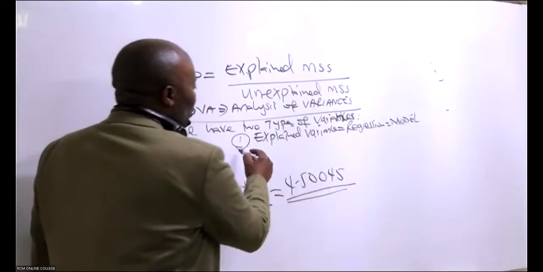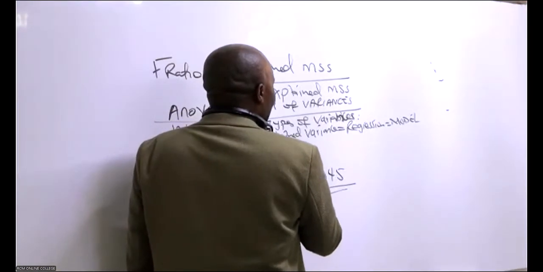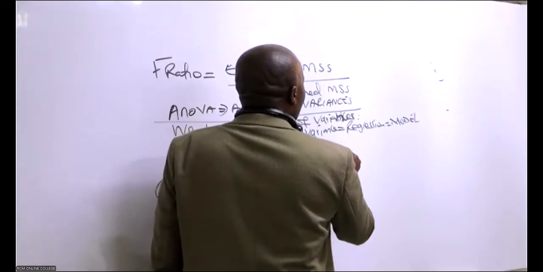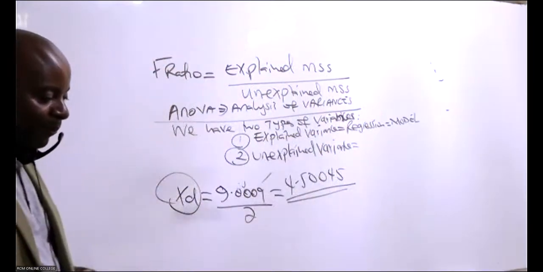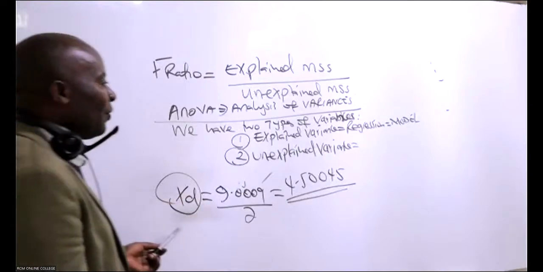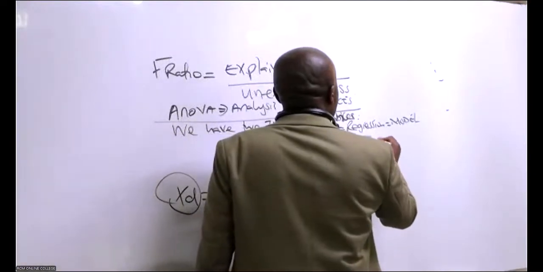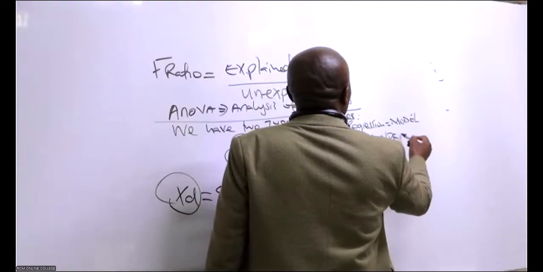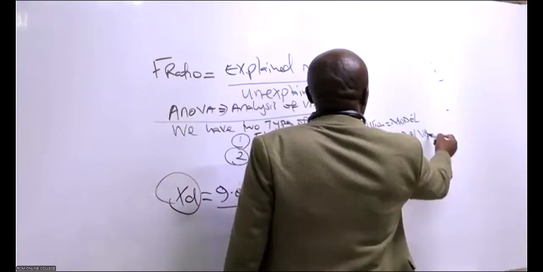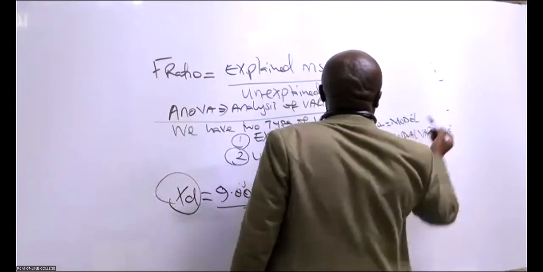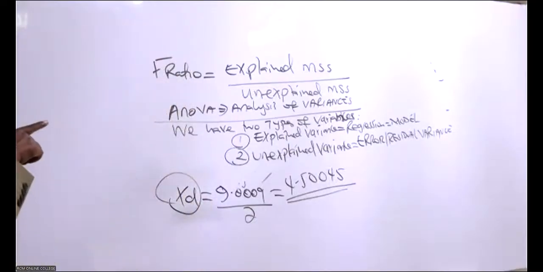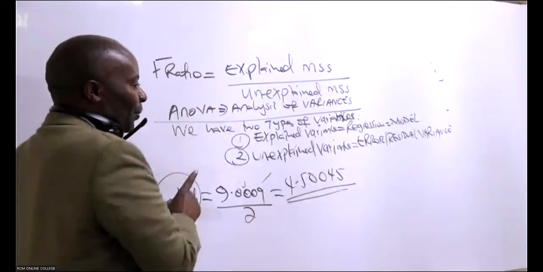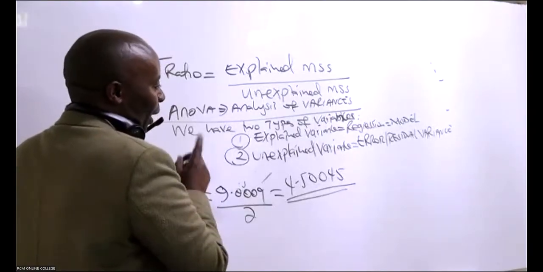And then number two, we have what we call unexplained variance. Do we have any other names for unexplained? Yes, it is error variance. It is residual variance. Bad names they use for them. So anytime you see your variances, they shall always be given in these two categories.